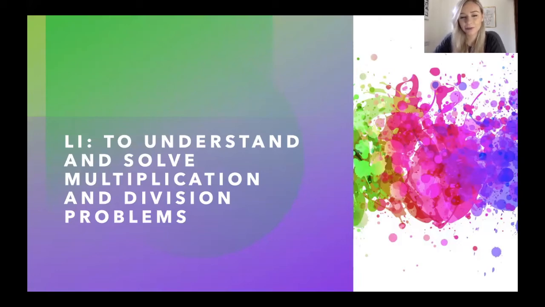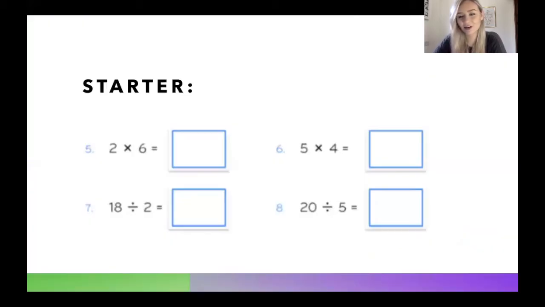Today we are going to be looking at multiplication and division problems. So our learning intention is to understand and solve multiplication and division problems. Here is a quick starter for you. Now don't worry if you can't complete all of them, just have a go. Remember that today's lesson is practicing this, so at the end of the lesson hopefully you'll be feeling more confident.